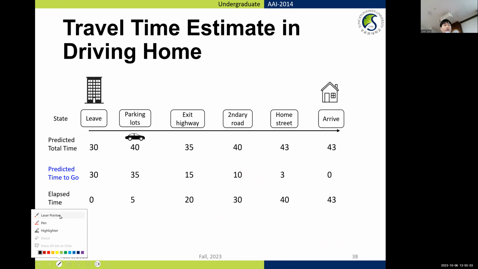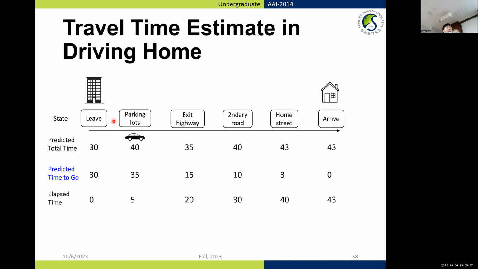We look at an example from the textbook: travel time estimate in driving home. This example serves the purpose of understanding TD. From the algorithm point of view, it's not that difficult to understand, but if you look at the details of the process, there is actually more information to understand. Assume that you are working in your office in the evening, until about 6 p.m., when you need to leave and drive home.